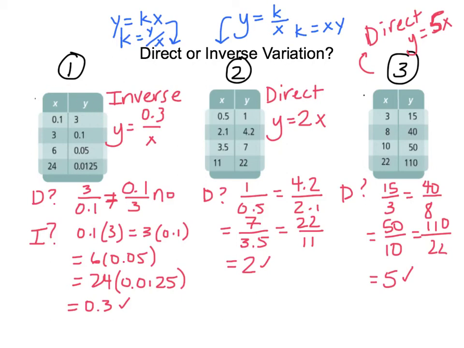Here's our table. If it's direct, we want the ratio of y to x to stay constant. If it's inverse, we want the product of x and y to stay constant. So I started each one by checking to see if it was direct, by finding y over x, and then finding the next y over x. And in this case, very quickly, we saw no. It is not constant. This is not a direct variation, so I moved to inverse.